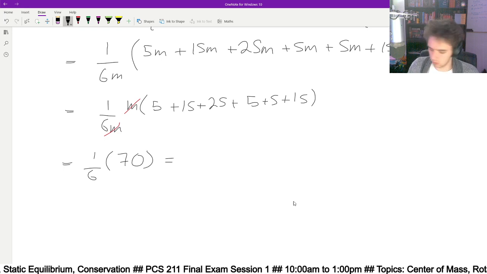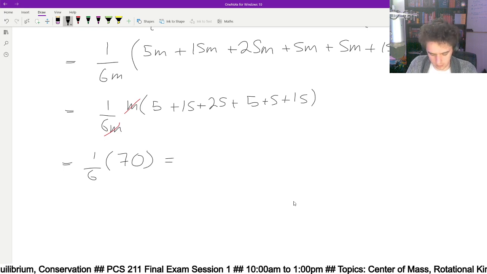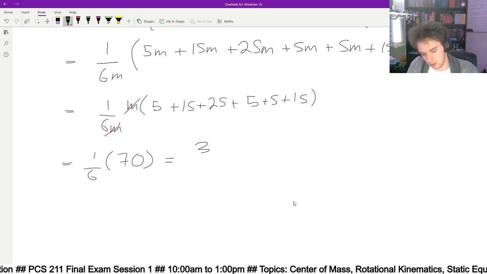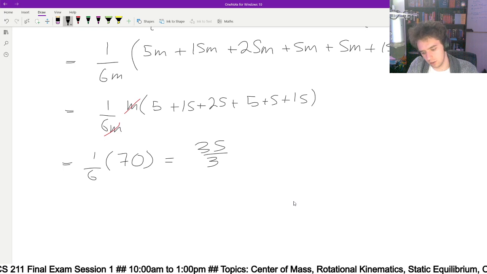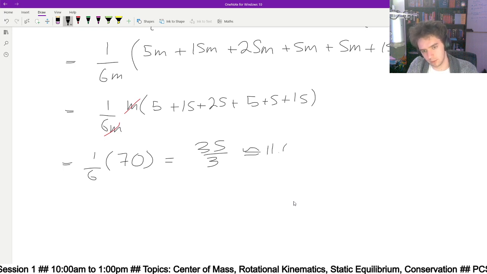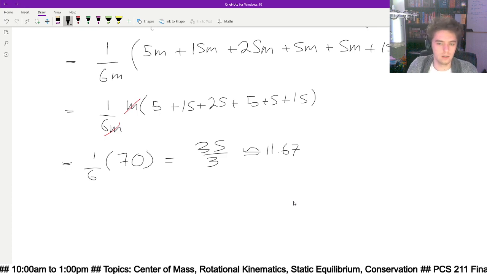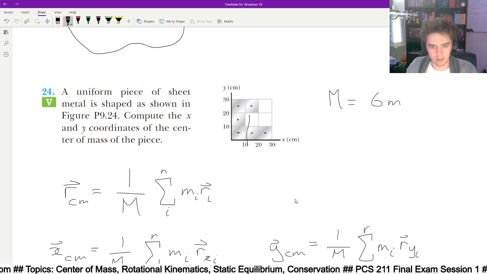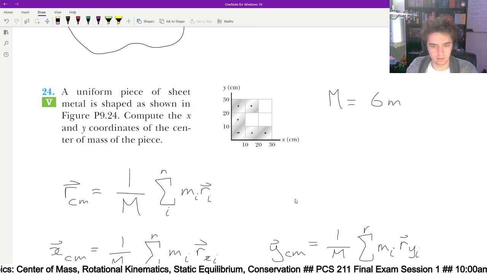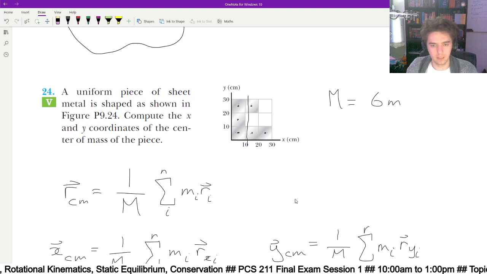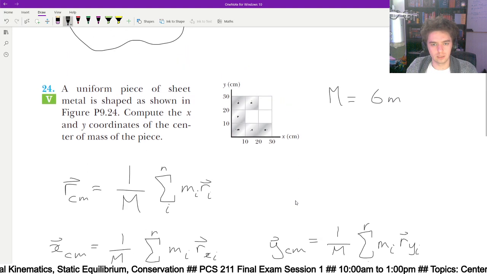Right? And so the x component is 70 over 6, which is 35 over 3, which is approximately 11.67. Okay, so the x component of the center of mass is going to be about on this line here. That line there, 11.67, something like that, right? So now we've got to figure out the y value. It's a similar way, right?